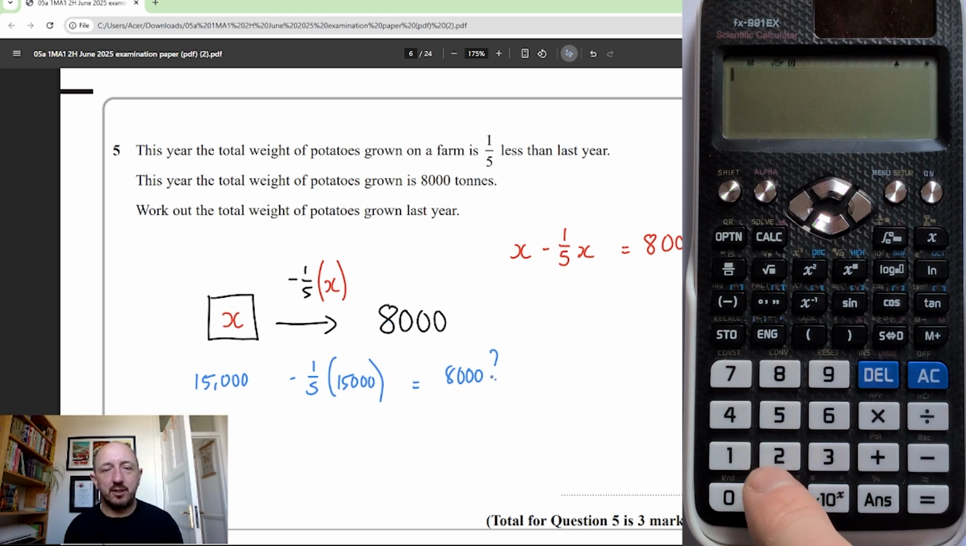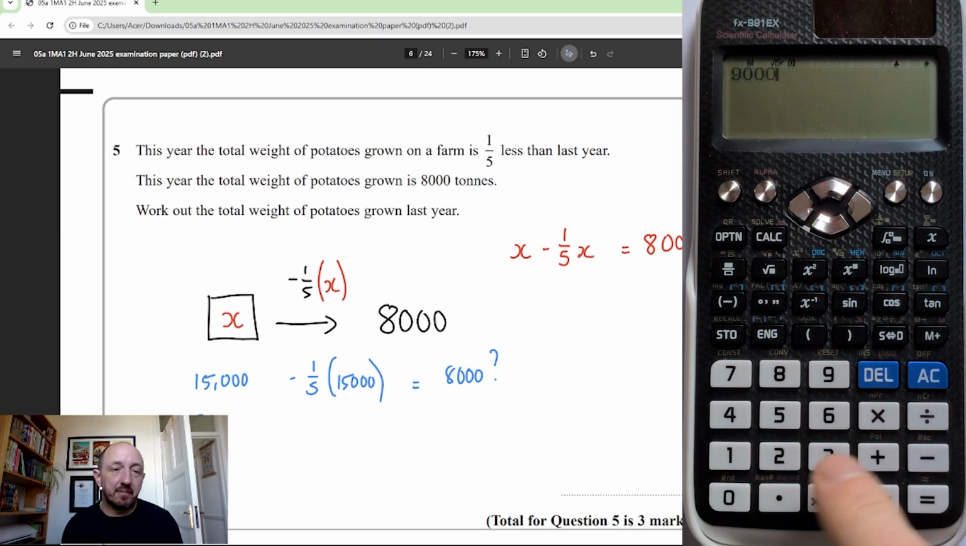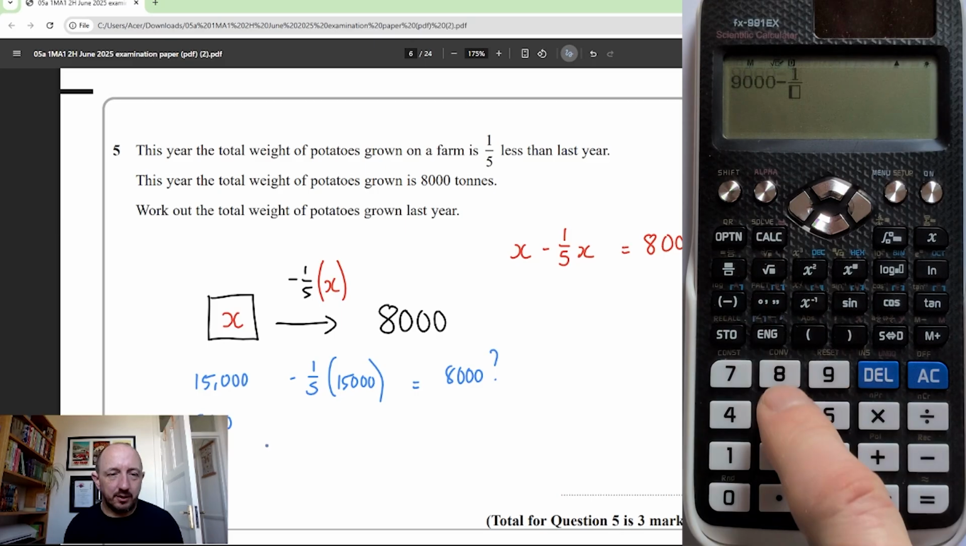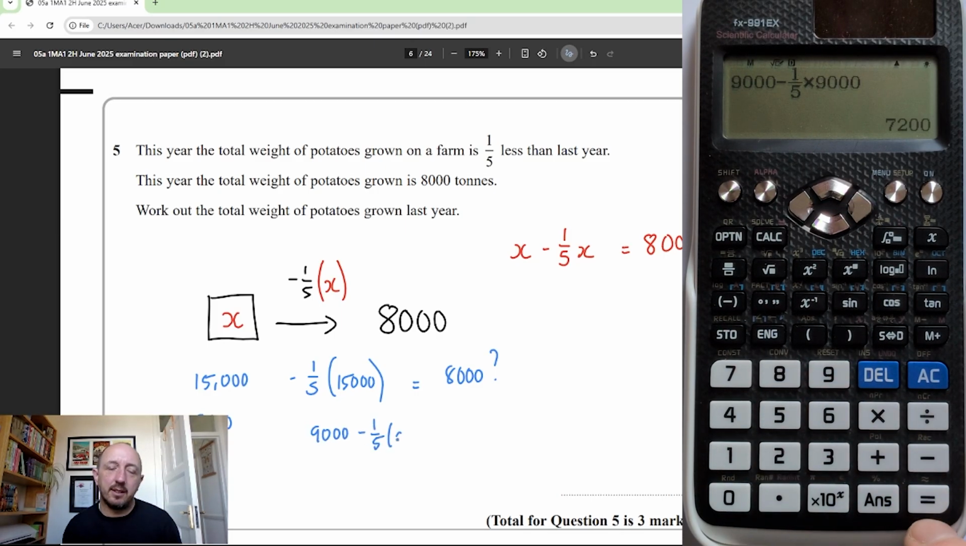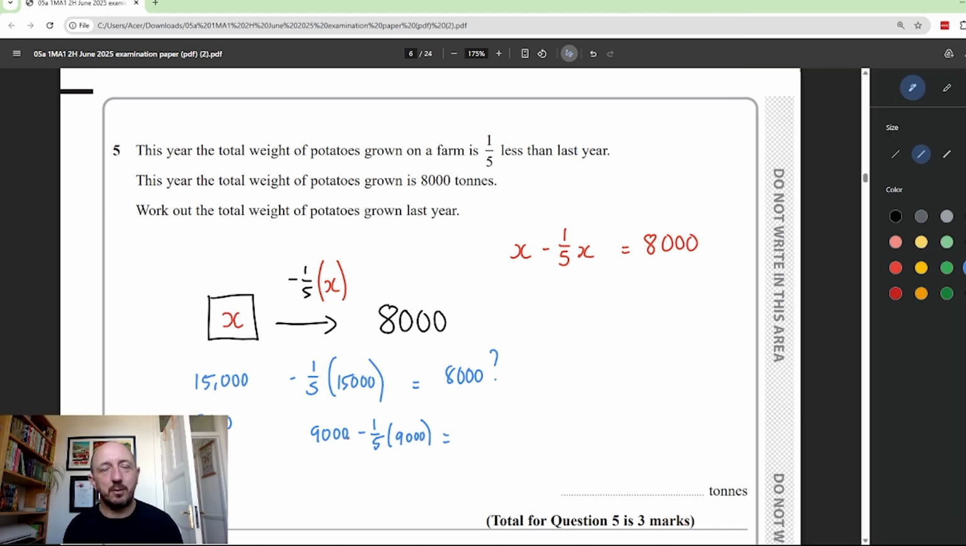It would be bigger than 8,000. We could try a smaller number. Let's try 9,000. Oh, I've just gone off the screen here. So 9,000 minus a fifth of 9,000. Does that work? No, that's too small. And we can keep going up and down using the calculator to help us. This is a bit of an aside, but you can see that trying a big number like 15,000 doesn't work, a smaller number doesn't work, and you can go in between until you get the right answer.